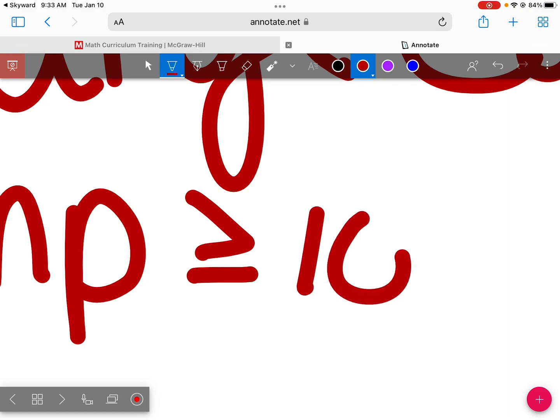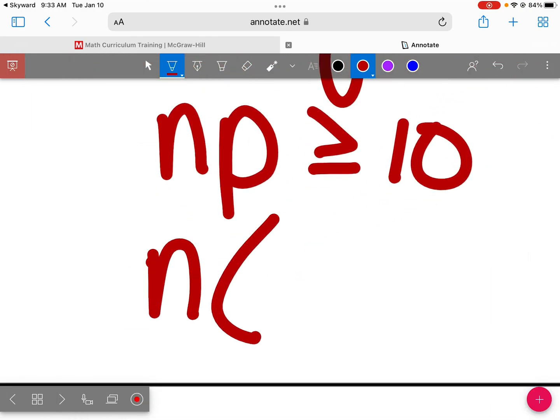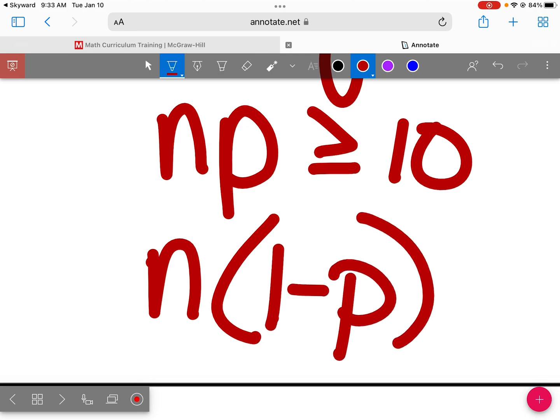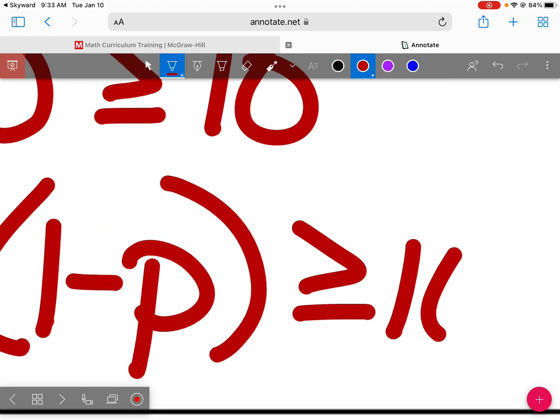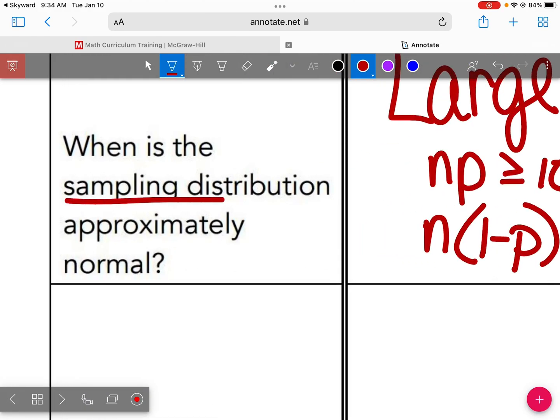n times p greater than or equal to 10, and n times 1 minus p is also greater than or equal to 10. Both of those have to be true in order for my sampling distribution to be approximately normal.